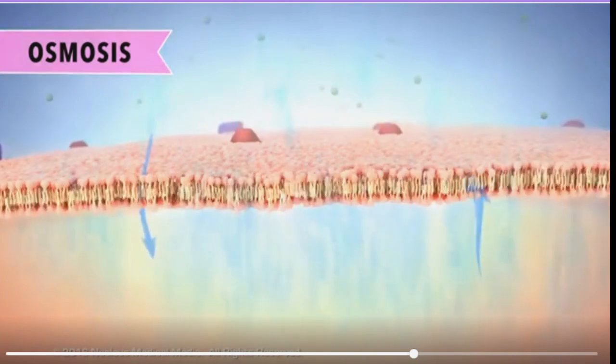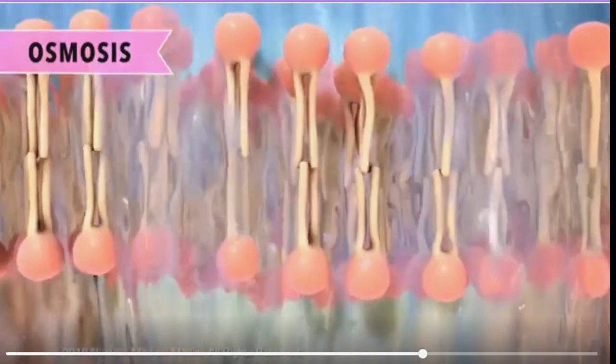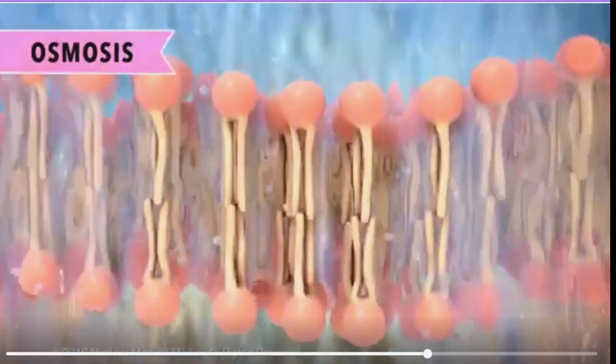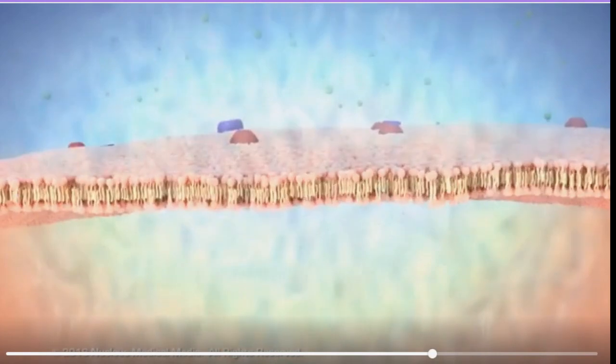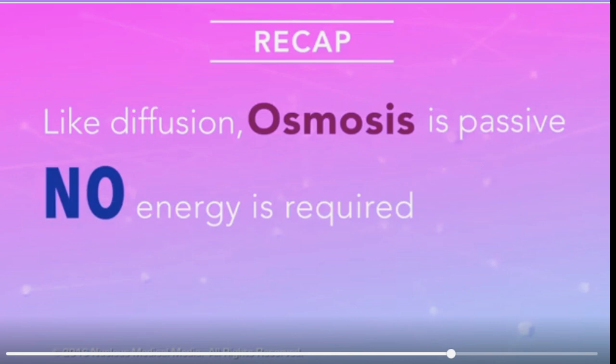In the cell, osmosis means diffusion of water through the cell membrane. Water can enter or leave the cell through the membrane until the cell achieves a state of equilibrium with its surroundings. So, like diffusion, osmosis is passive. No energy is required. It just happens automatically.